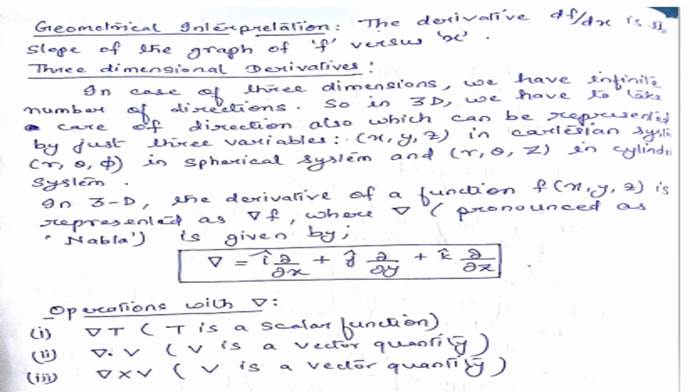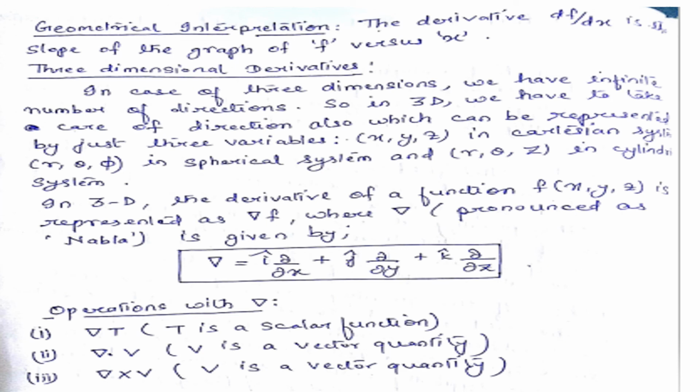Now in 3D, the derivative of a function, meaning the function depends upon x, y and z, I will represent as delta f. This inverted triangle we will call delta, and it is also pronounced as nabla. It is given by nabla equal to i cap del by del x plus j cap del by del y plus k cap del by del z. So this is the meaning of this term.